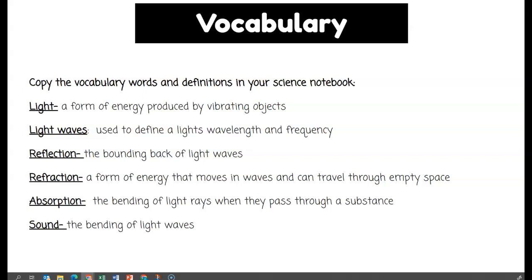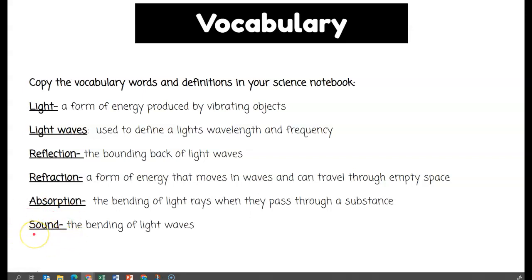Light waves, used to define a light's wavelength and frequency. Reflection, the bouncing back of light waves. Refraction, a form of energy that moves in waves and can travel through empty space. Absorption, the blending of light rays when they pass through a substance.